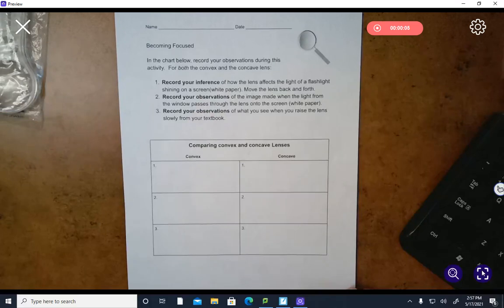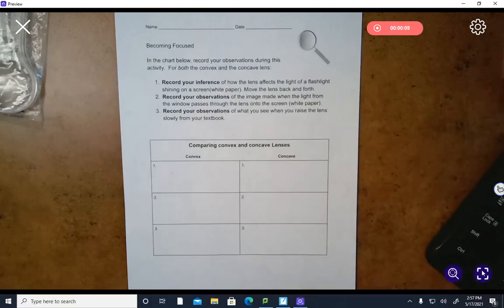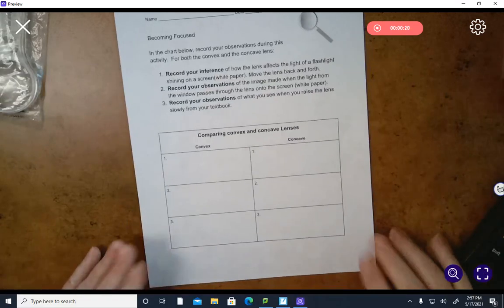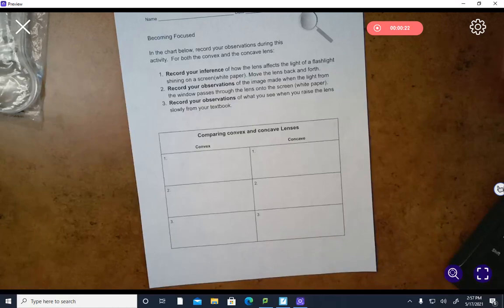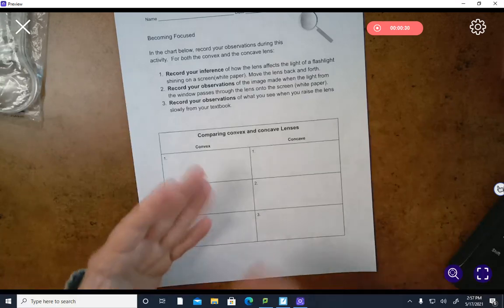Hello, fifth grade. So for those students who may not have the lenses, we are going to do a lab today about refraction. If you read along in the book yesterday, we learned that light can be refracted. And refracted, if you highlighted the definition in your book, means we can bend it.